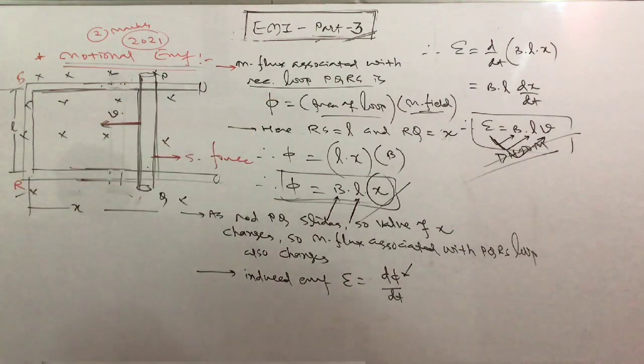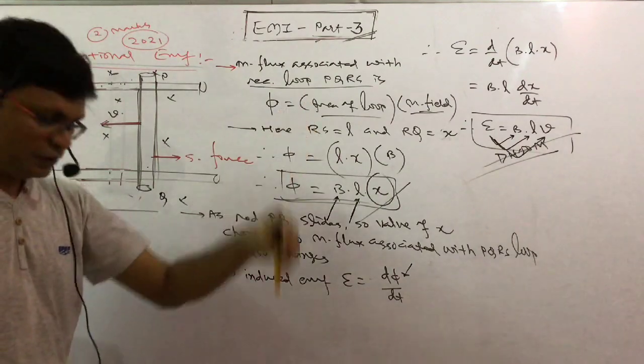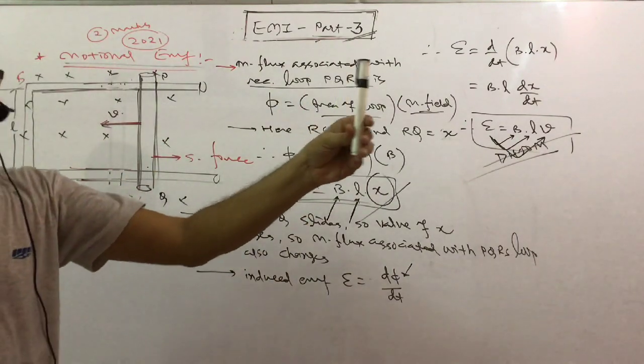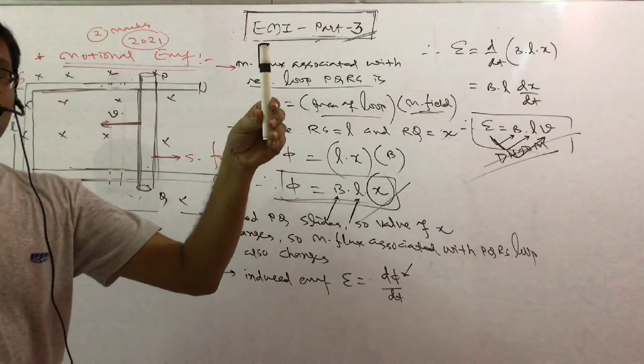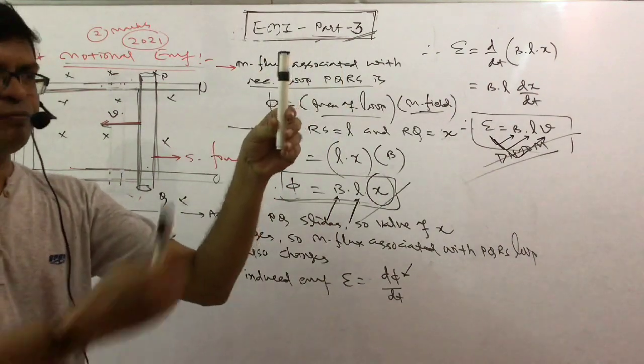But don't forget a few factors. In the diagram, see a few factors. Number one, this is your rod. You can see this is your rod, sliding in this direction. So what is the direction of velocity? This is the direction of velocity.